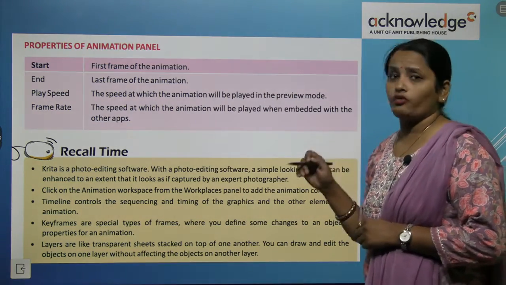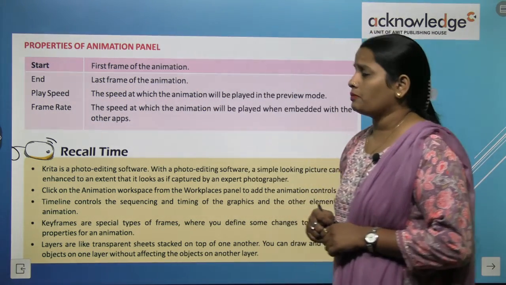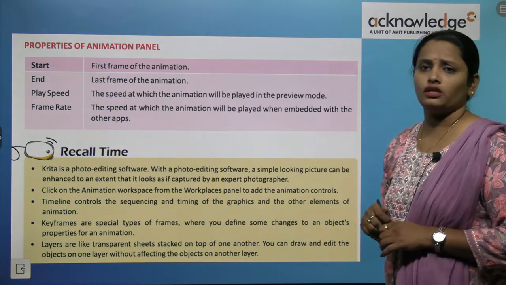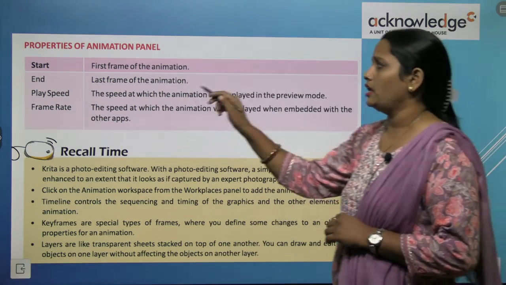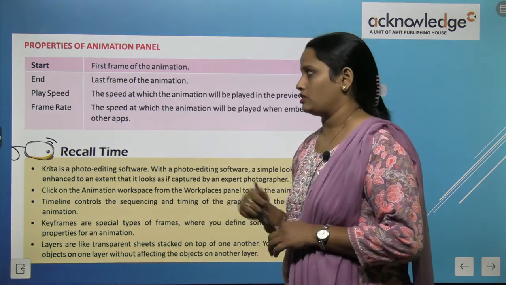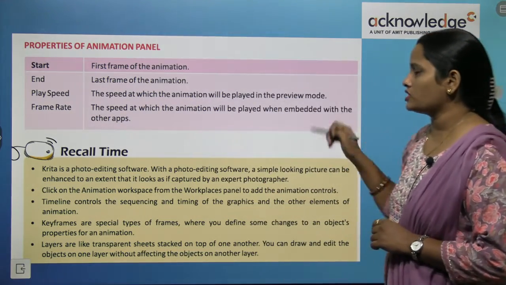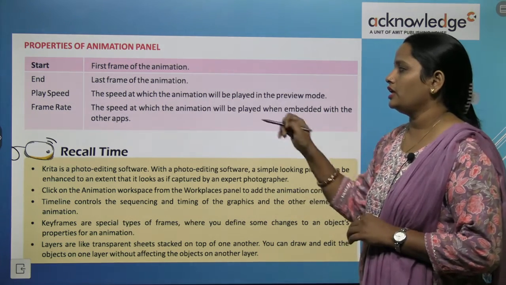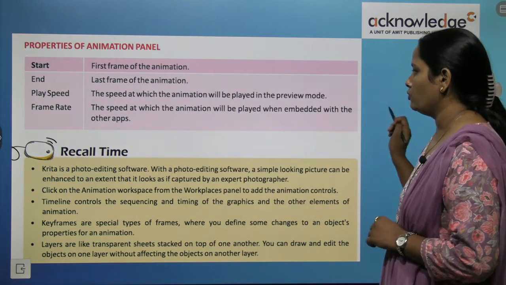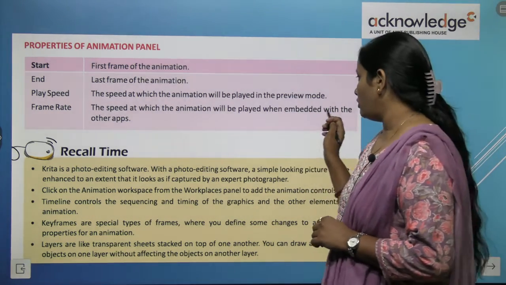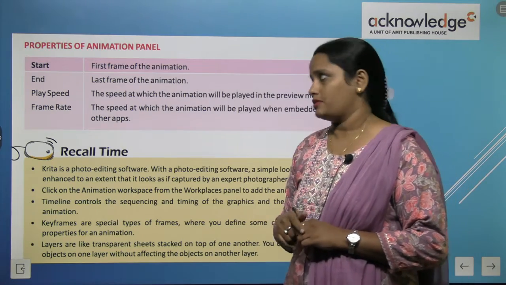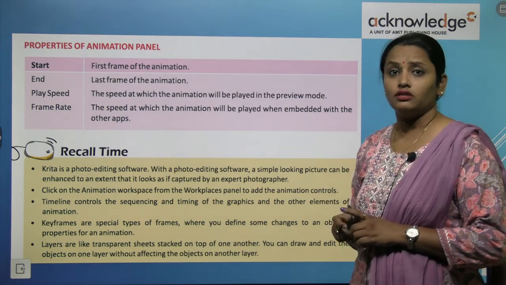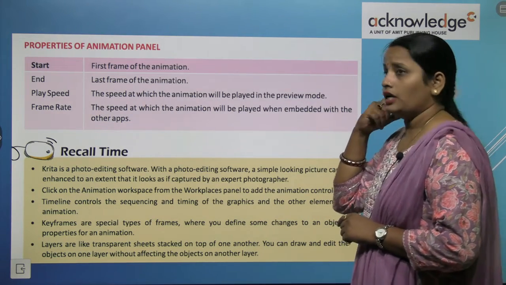Now properties of animation panel. What are the properties? Start, first frame of the animation and last frame of the animation. Play speed, the speed at which the animation will play at the previous mode, and frame rate, the rate at which the animation will be played when embedded with the other apps. So these were the properties of animation panel. Now we have learned about animation in Krita.